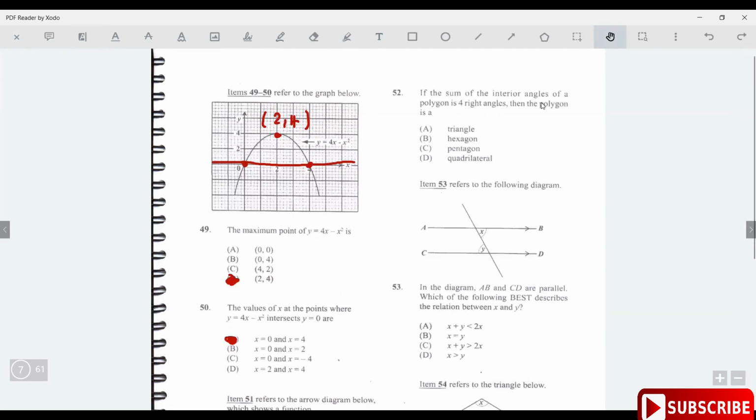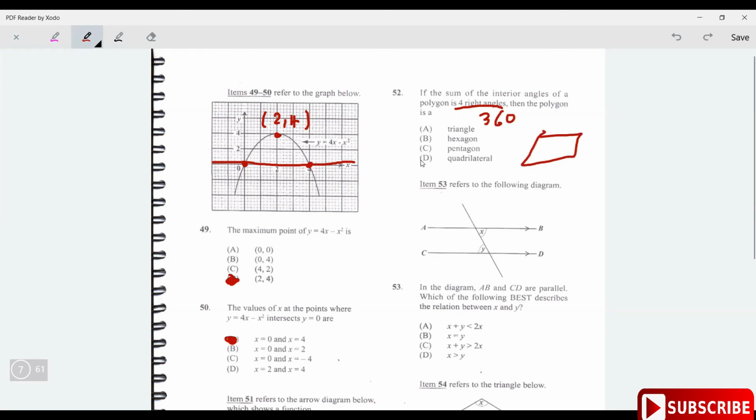Question 52. If the sum of the interior angles of a polygon is 4 right angles, then the polygon is... 4 right angles is 4 times 90. 4 times 90 is 360. If it is 360, it has to be a quadrilateral. That's the only way it can have 360 for the sum of the interior angles. Easy question.